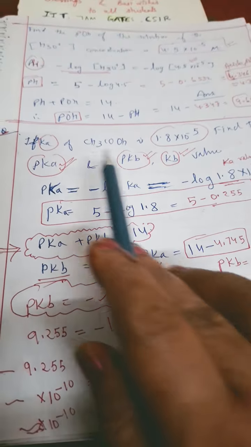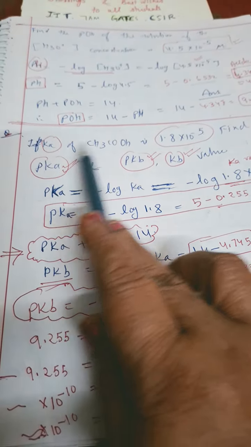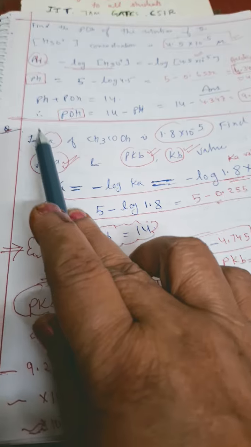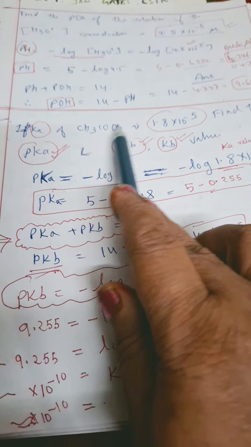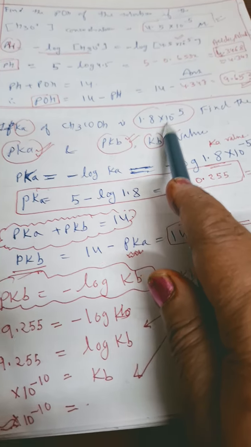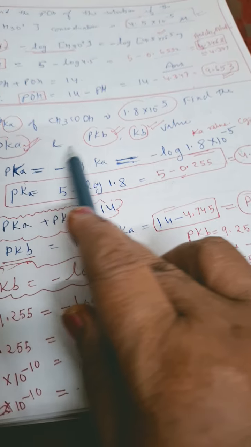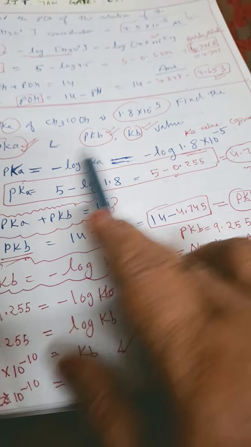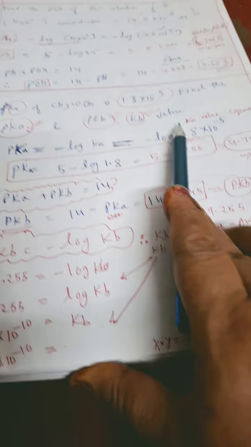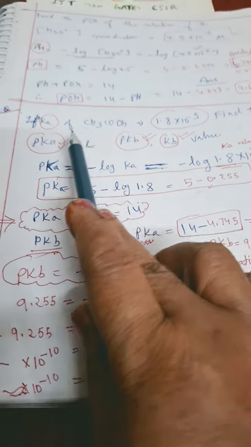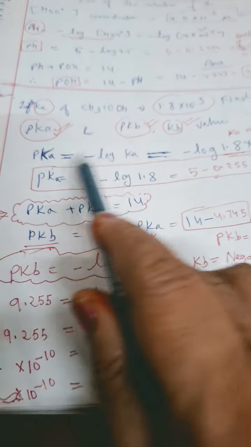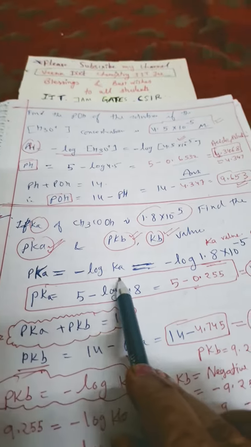Now, very important: the Ka value, that is the acid dissociation constant of acetic acid, is given as 1.8 times 10 raised to the power minus 5. Find the pKa, pKb and Kb. Three things we have to find out. So first we have to find pK. The formula is pK is equal to minus log of K, right?